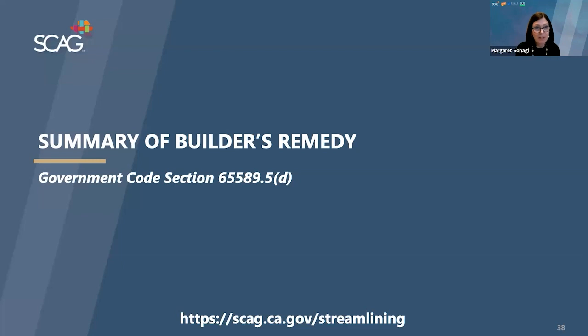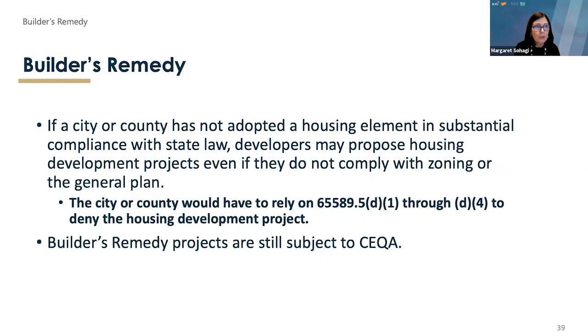But I mentioned builders' remedy, and I thought this was an appropriate time to talk about what it is, because in fact, builders' remedy is not a term that you will find in the legislation at all. It relates to a provision of the Government Code, 65589.5. What this provision basically says is that if your city or county has not adopted a housing element that's in substantial compliance with state law, developers may propose housing projects that aren't in compliance with the zoning or the general plan. This is what's called the builder's remedy. It's triggered if, as a jurisdiction, you don't have a housing element in substantial compliance with state law.